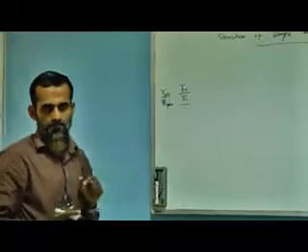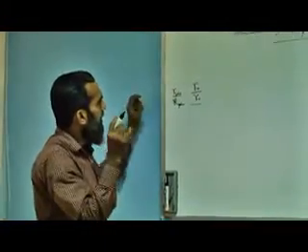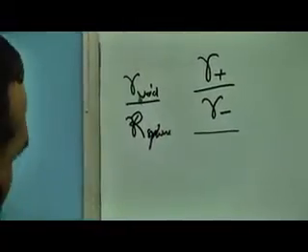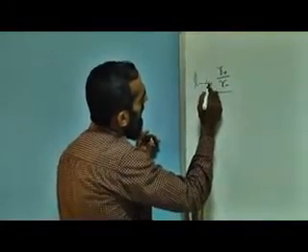That will decide which void will be occupied by the cations. So we have limiting radius ratio values.